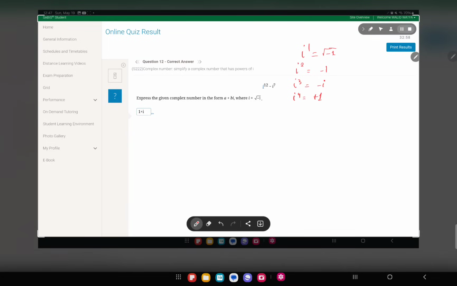It's positive 1. Okay, how this works is, i is the square root of negative 1. Multiply the square root of negative 1 by the square root of negative 1 again, you get negative 1. Then negative 1 times i again, you get negative i. Then negative i times i again is negative i squared, and you know i squared is negative 1, so negative negative 1, which is positive 1. Okay, this is a table you have to know.